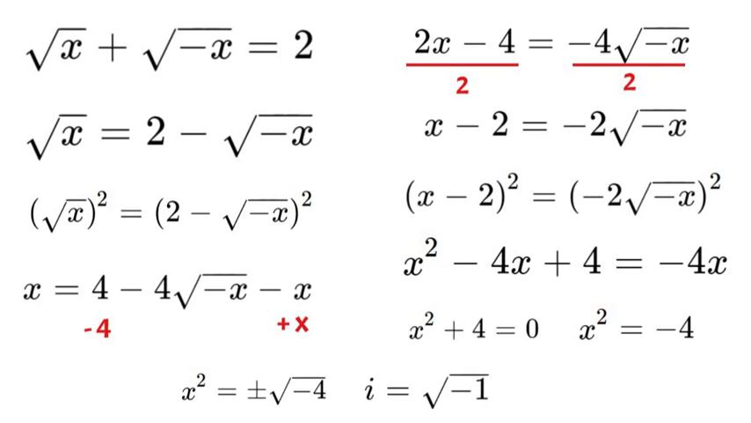Now something to remember is that i is equal to the square root of negative 1, which means that we can replace the negative in our negative 4 with an i, and then the square root of 4 is 2. So our final answer would be x is equal to plus or minus 2i. Let's move on to another one.